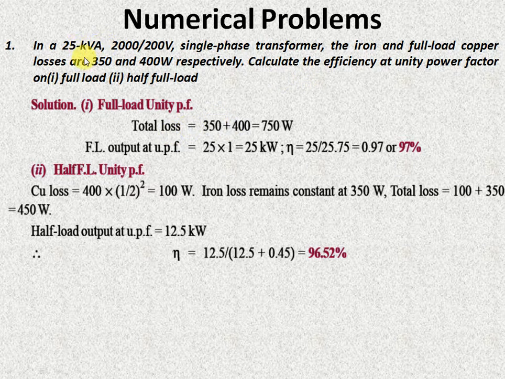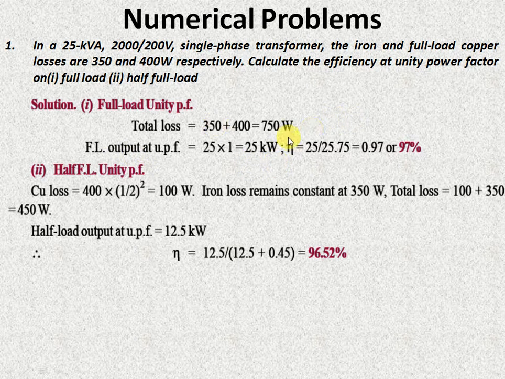As this is the output power rating of the transformer in kVA, it's given very clearly that the load being connected is of unity power factor, 1. So the full load output at unity power factor can be obtained by V2 I2 cos phi. The value of V2 I2 is given as 25 kVA. You just multiply it with cos phi to get the value of power in watts, so you will get the full load output power as 25 kilowatt.